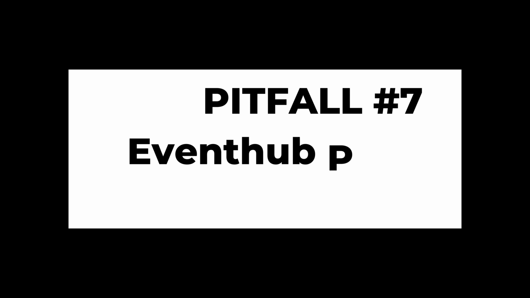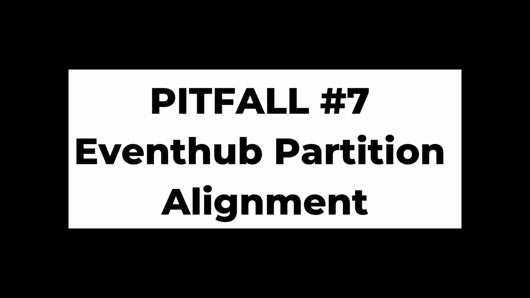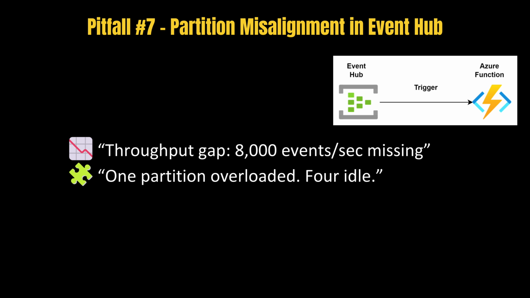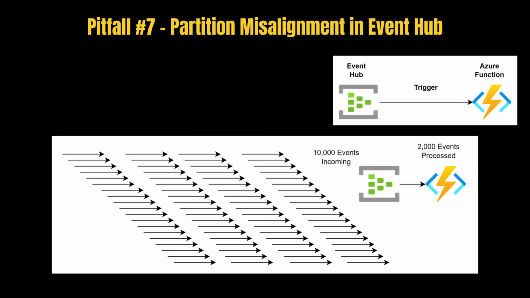Now, let's get back to the 7th pitfall. You scale your Event Hub, you scale your function app, but the math doesn't add up. 10,000 events per second coming in, only 2,000 getting processed. There's a throughput gap of 8,000 events per second. One partition is overloaded, 4 are idle. Everything's running, but it's not parallelizing. You've hit the silent trap called Partition Misalignment.